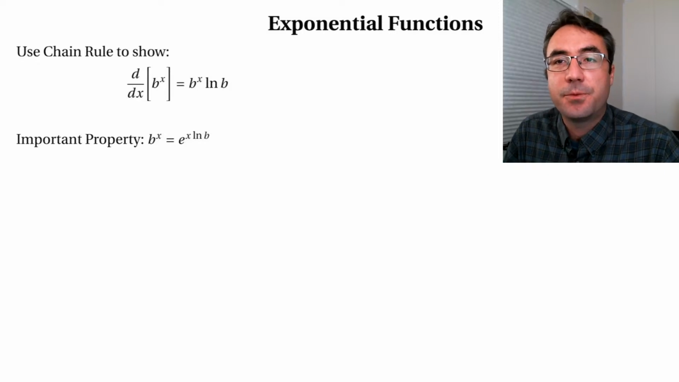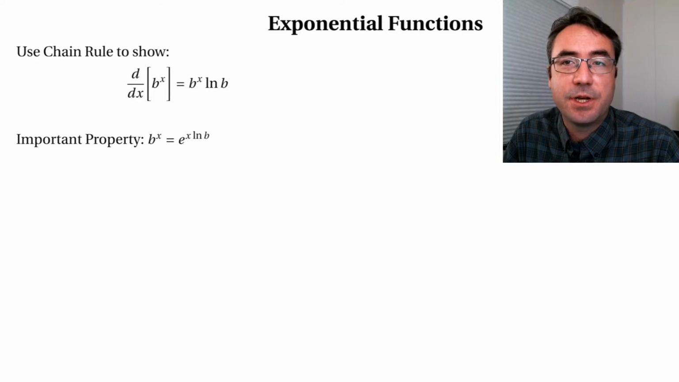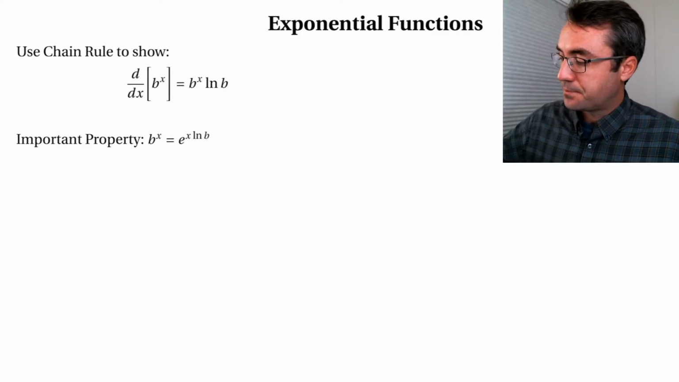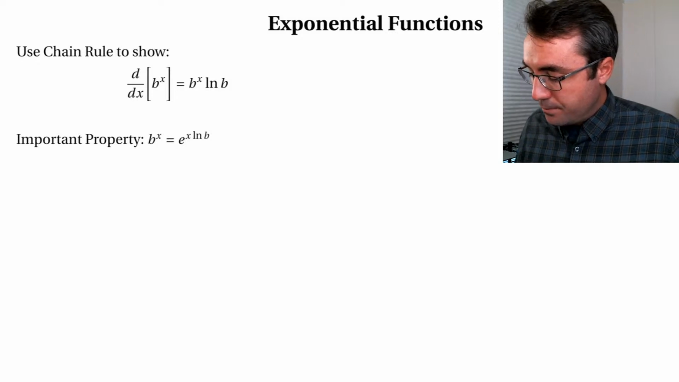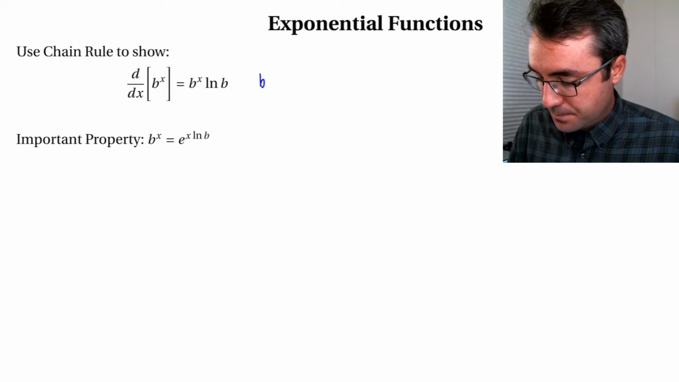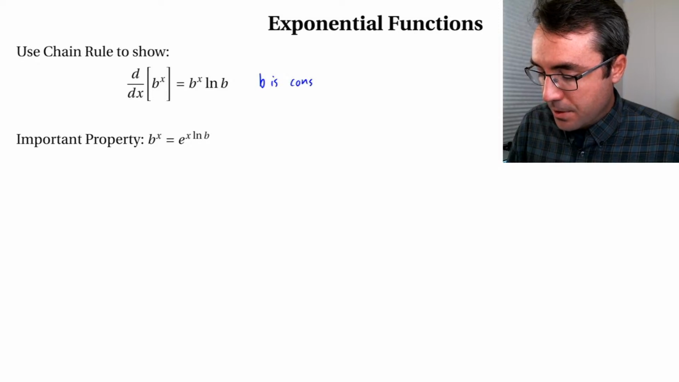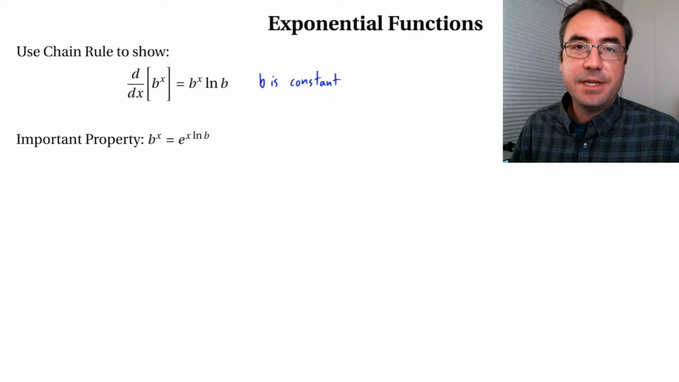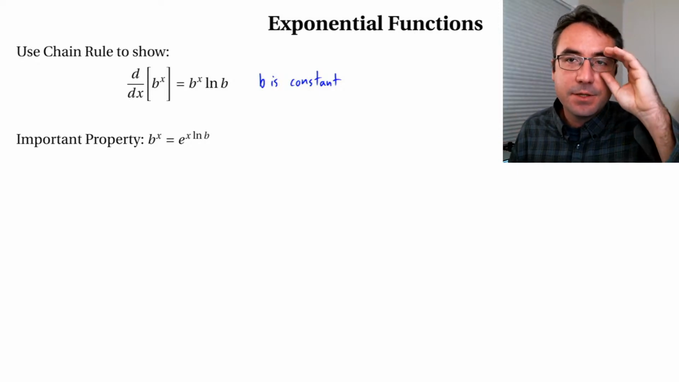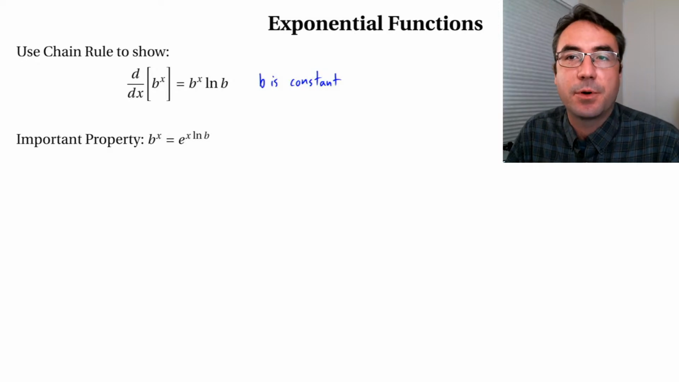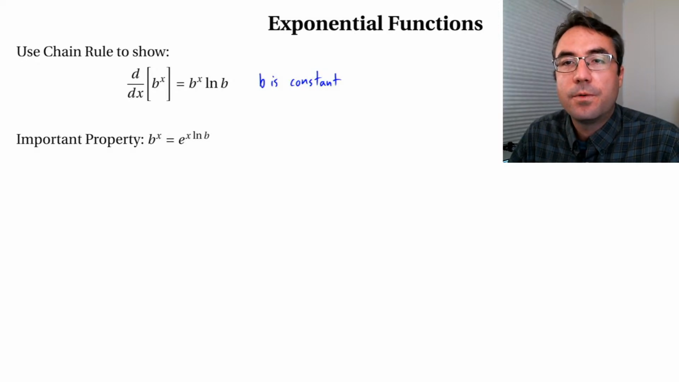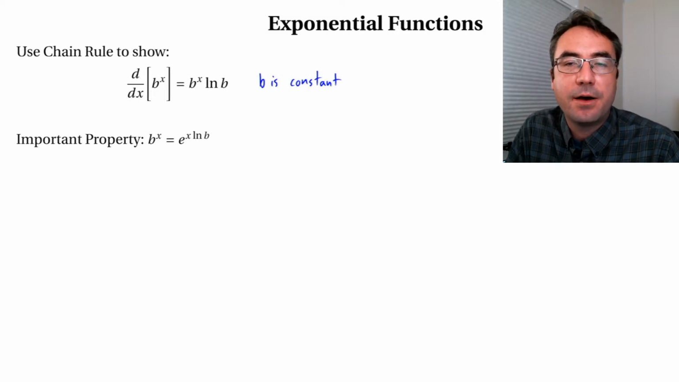First we're going to use the chain rule to show the general result for just a regular exponential function, b raised to the power x. And for this one, b is just a constant. When we think of e to the x, e is just a number. It's just a constant number. So here b, we're just thinking of it as just a number. And how we're going to do this is we're going to use an important property of exponential functions, or exponents.